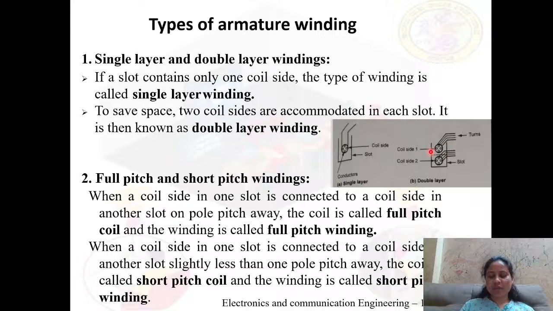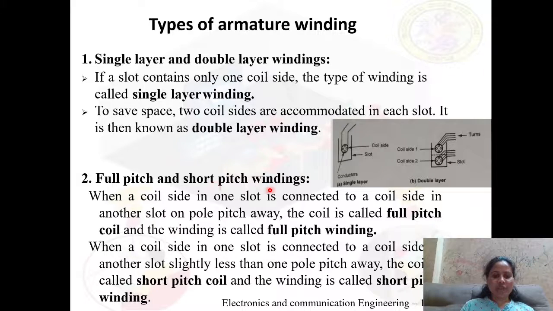So observe this figure B. Here the single slot contains two coil sides, coil side 1 and coil side 2, and they are placed one above the other, so one at the top and another at the bottom. Such a slot is called a double layer winding. The slot having a single coil side is single layer winding. The slot having two coil sides, one at top and one at bottom, we call a double layer winding.